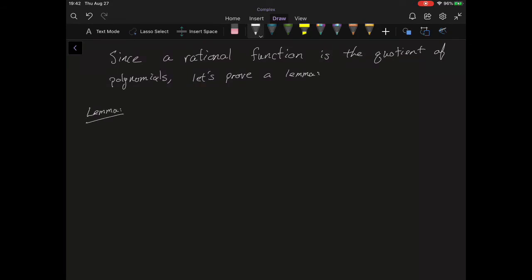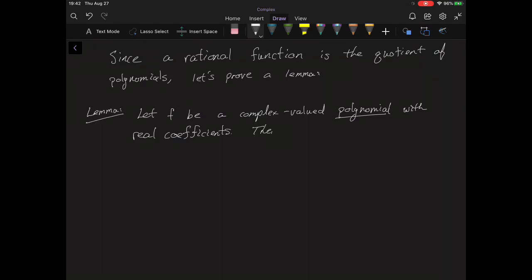So for our lemma, we're going to let f be a polynomial of a complex value, and we're going to let it have real coefficients. And what we're going to claim is that the conjugate of f of z for a complex number z is equal to f of the conjugate of z. So let's prove this. We're going to let f be our polynomial.